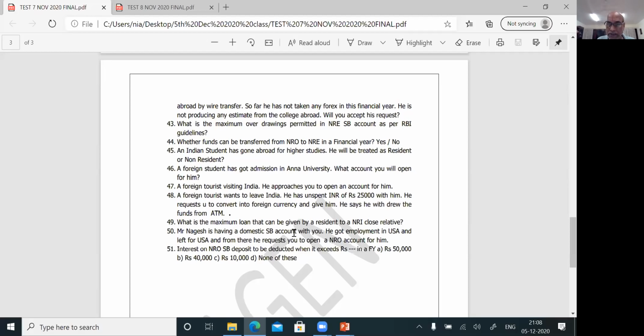So for Nagesh's domestic SB, what you will do is, you need not open an NRO account, you convert it. Various procedures are there now, no? 101 can be converted into 104 or whatever it is. So you can do it. The resident SB account will be converted into NRO.